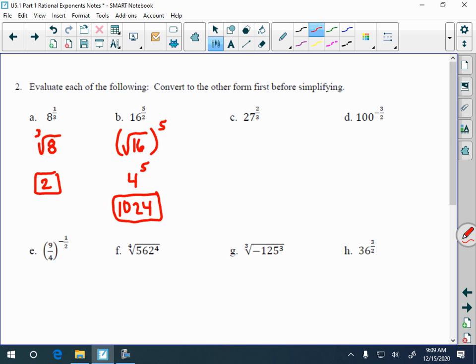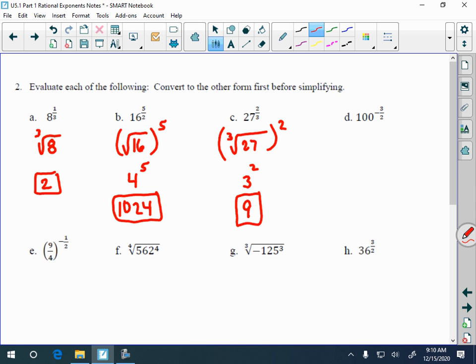All right, C, 27 to the 2/3. So again, we want to convert this to a radical first. This is good practice also. Cube root of 27. Now I'm going to raise that to the second, so I'm going to put this whole thing in parentheses to the second. So now I'm going to simplify inside the parentheses. Cube root of 27, well, that's 3. And now I'm going to raise 3 to the second power. And 3 times 3, that's 9.